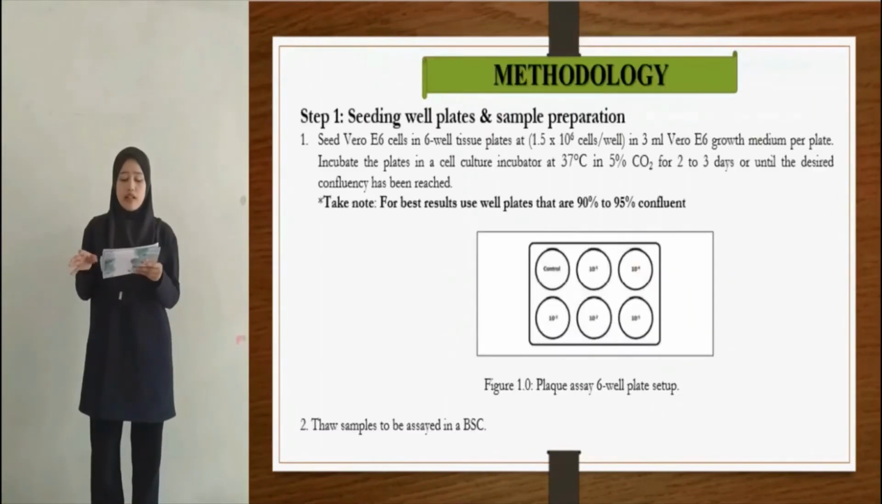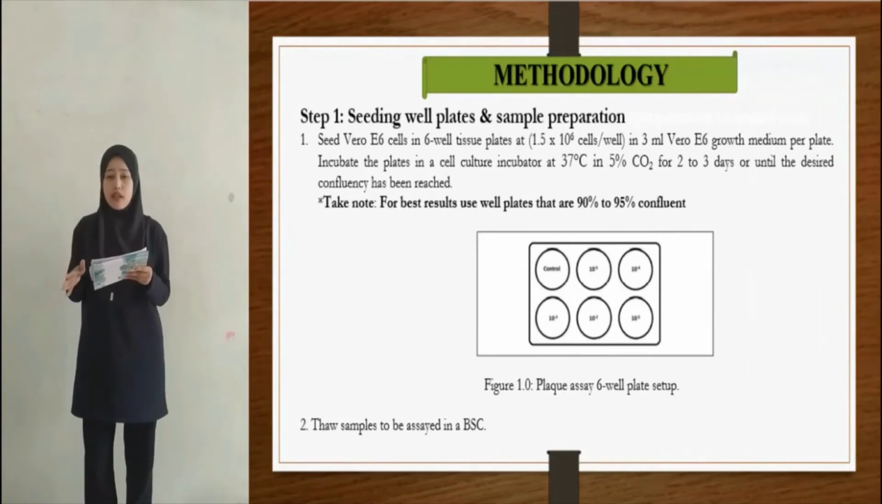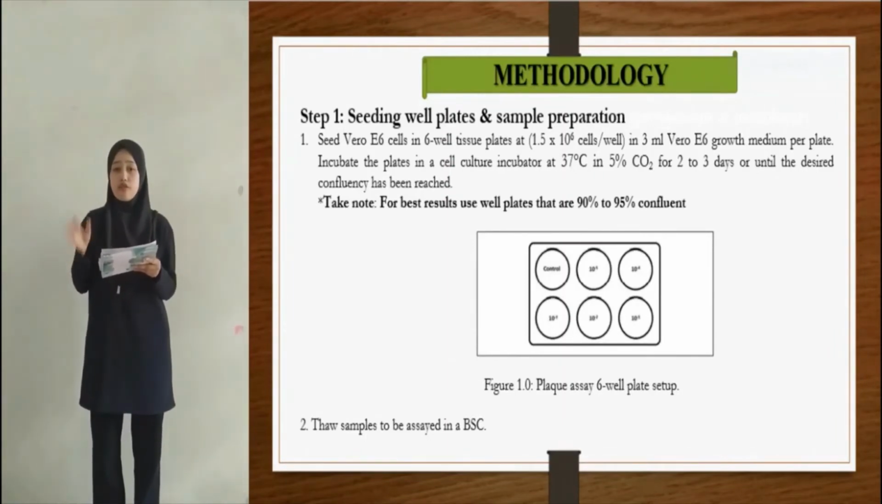The Vero E6 cells in the 6-well tissue plate that we have prepared are then incubated in the cell culture incubator set to 37 degrees with 5% carbon dioxide for 2 to 3 days until the desired confluency has been reached. In this step, what we need to take note of is that for the best result, we should use well plates that are 90% to 95% confluent.